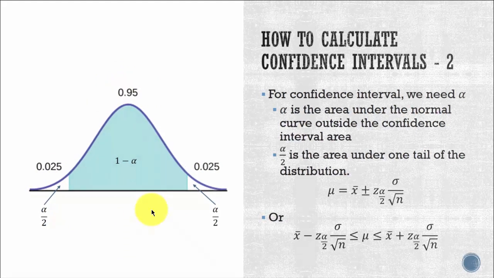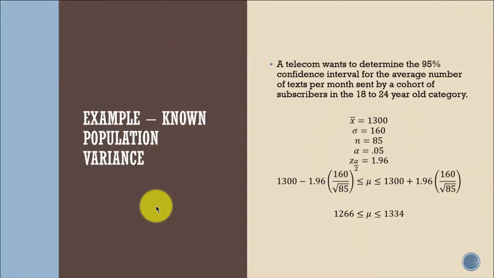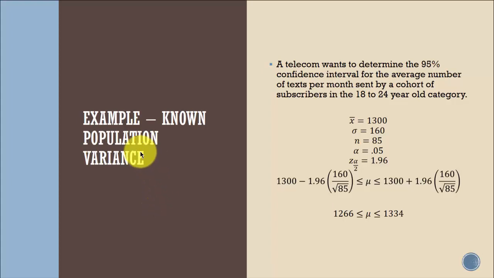Going forward, we can then determine the value for the population mean and the confidence interval around it using the standard normal distribution or the normal distribution. Let's say a telecom company wants to determine the 95% confidence interval for the average number of texts per month sent by a cohort of subscribers who are between the ages of 18 and 24. So we did the survey and we found out that from a survey of 85 respondents, n is equal to 85, we found that the average number of texts sent per month is 1300, and the population standard deviation, not just the sample but the population standard deviation, is 160 texts.